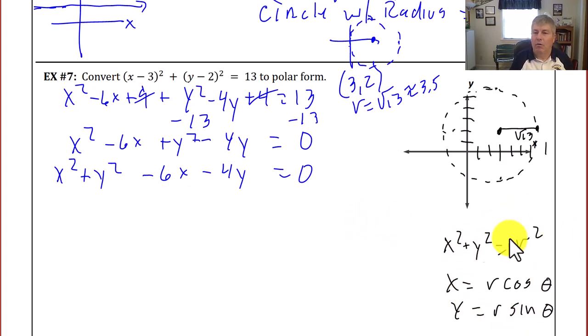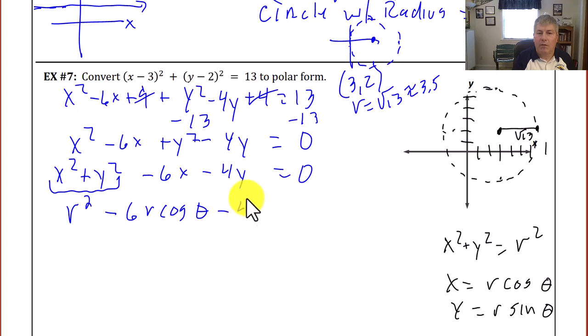Down here in the lower right, you can see I have my rectangular and polar conversions. So x squared plus y squared equals r squared. So I'm going to take this x squared plus y squared and convert that to r squared, and my x is equal to r cosine of theta, so I have minus 6r cosine of theta, and y is r sine of theta, so minus 4r sine of theta. I'm fairly close to being finished here.